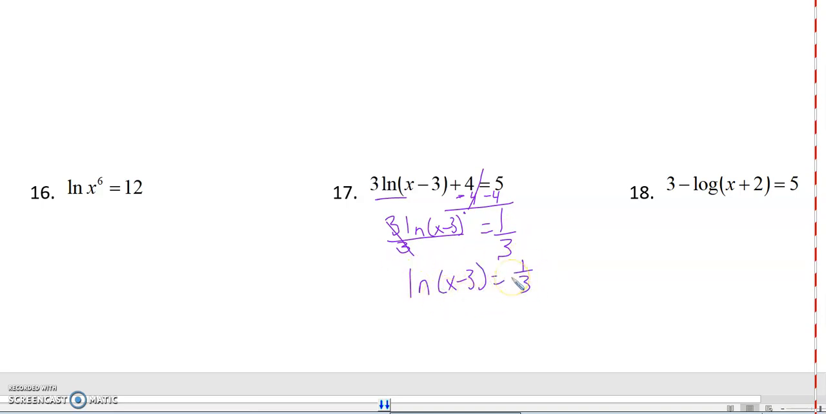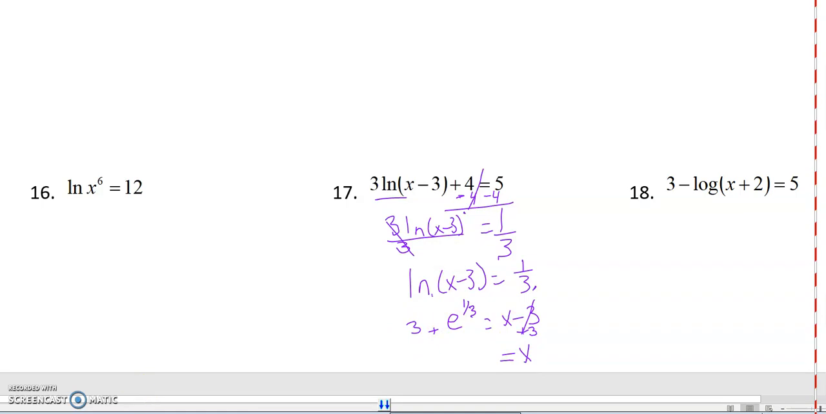All right, now that I have one log expression on the left-hand side with no loose terms outside of that, then I can take the exponent form of this. So remember, my base is e, my exponent is 1/3, and then we have x minus 3. Okay? Now we're going to put this e to the 1/3 in the calculator, and then what are we going to do with this 3 to move it to the other side? I'm going to add that 3 to move it to the other side. Okay? So let's see what our x equals.